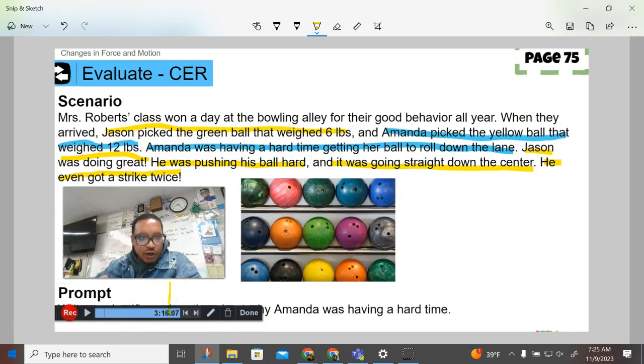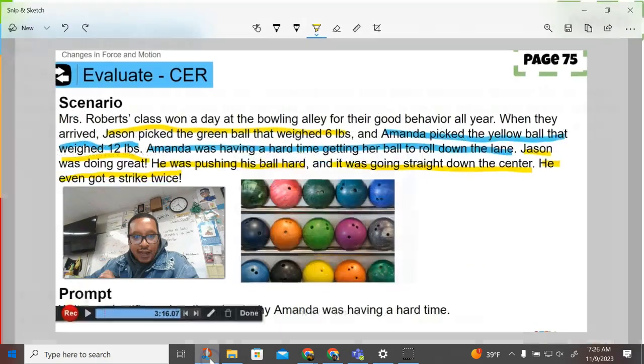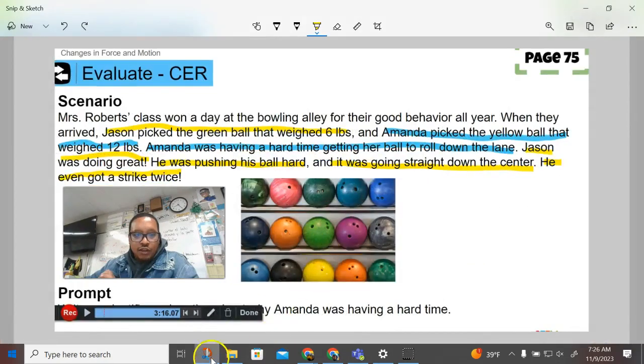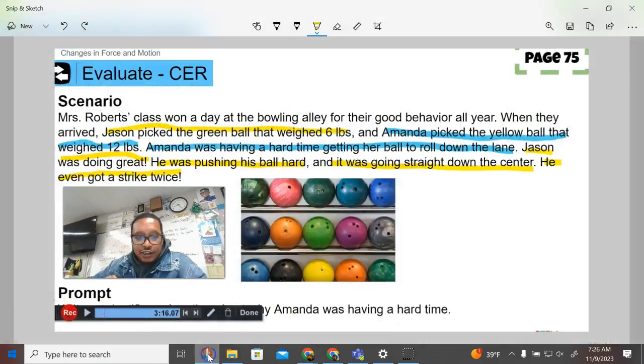Okay, cool. So let's go ahead and get off of that page. So now we got all the evidence lined out. Now what you're going to need to do is down here, where it says the prompt. It says write a scientific explanation about why Amanda was having a hard time. So that is the question. Why was Amanda having a hard time? And a hard time doing what?